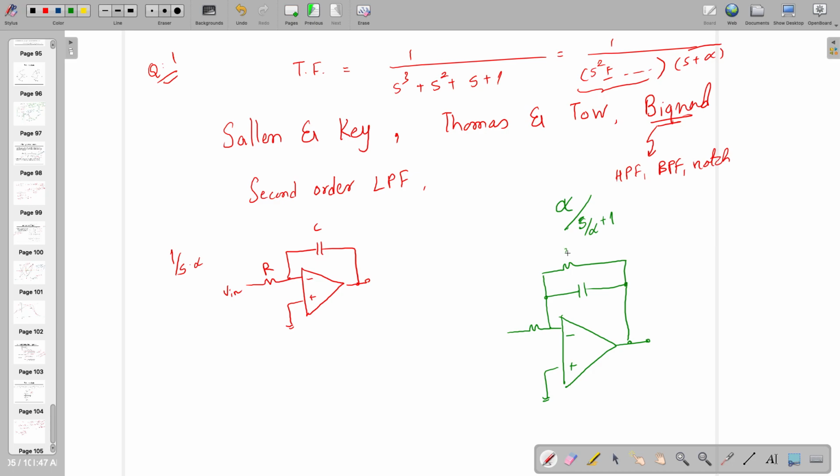So what will be this value? This value, this value. Oh, I took alpha outside. I didn't miss it. So if I take alpha outside, so it's 1 by alpha, s by alpha. Right. So can you find out the values of R and C with some combination?